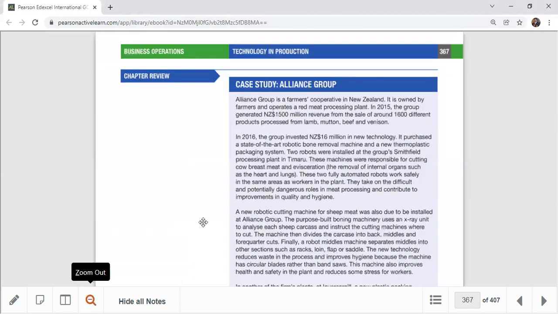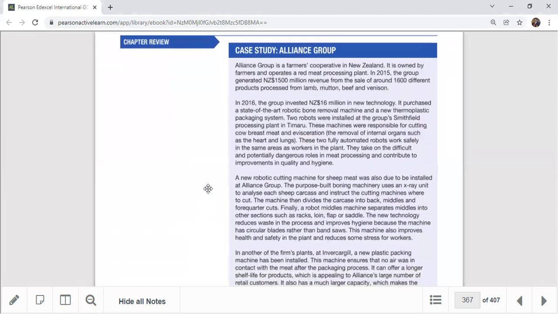Okay, let's move on to the chapter review. The case study is really important: the Alliance Group case study. I invite Liara. Can you read this case study?